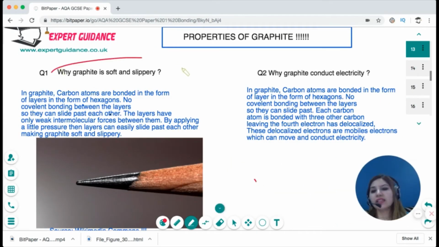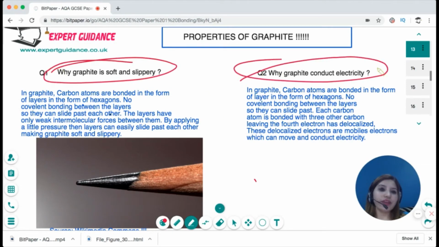Now they can ask you this question: why is graphite soft and slippery, or why does graphite conduct electricity? So in graphite, carbon atoms are bonded in the form of layers, in the form of hexagons. No covalent bonds are between the layers, so they slide past each other. The layers have only weak intermolecular forces between them. So by applying a little pressure, the layers can slide past each other, making graphite soft and slippery.